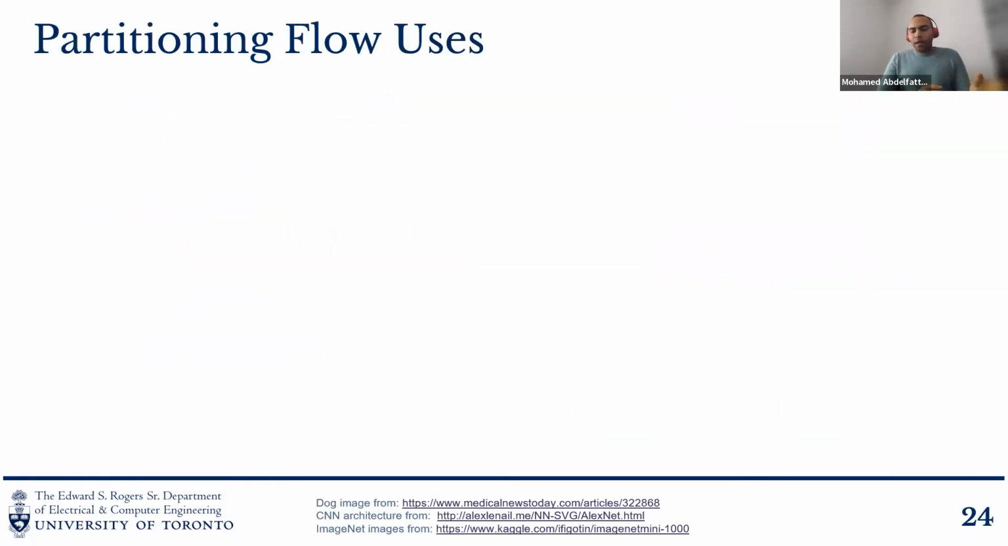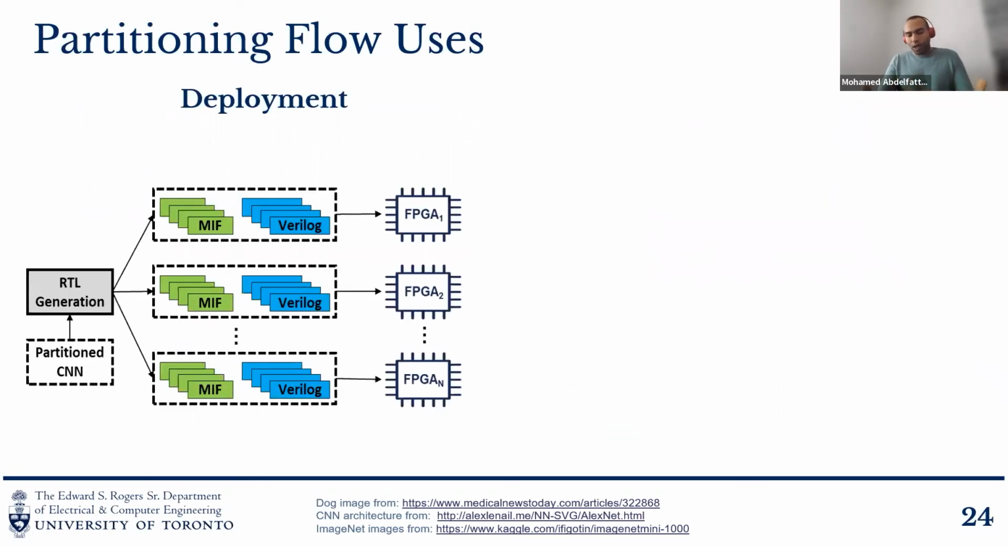Now, this flow that I described, which takes a CNN and a multi-FPGA system and partitions it, we can use in 2 different directions. First, the more important one is for deployment, where we utilize the RTL generation utility of the baseline HPIPE compiler, and we give it which layers go in which FPGAs, and then it converts them to RTL files and modules that we can then take to Quartus and compile and place on the actual FPGAs.